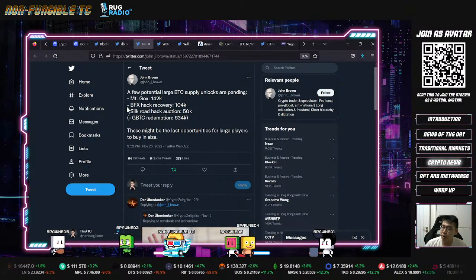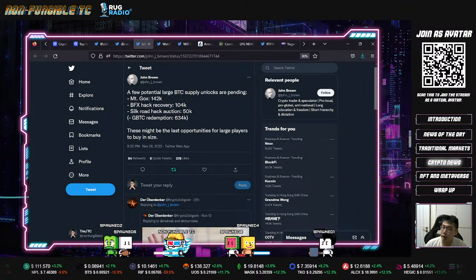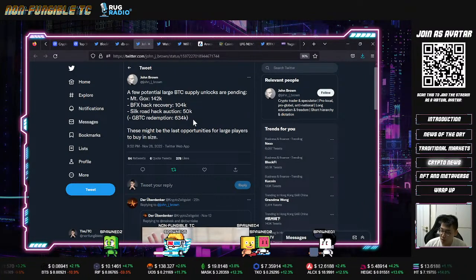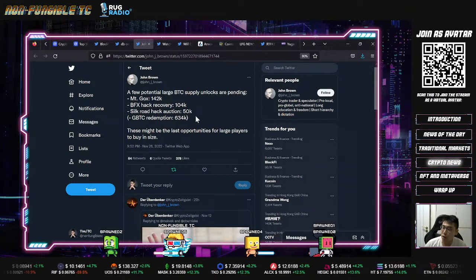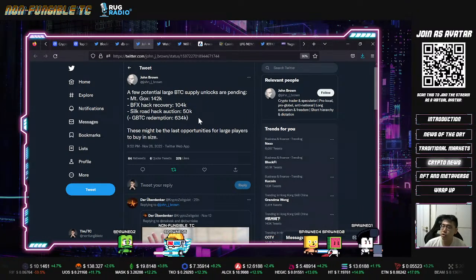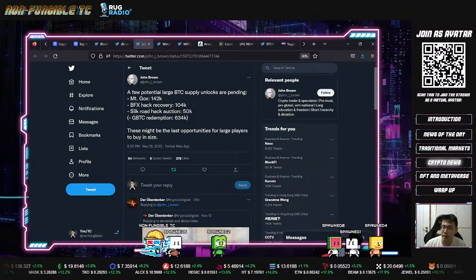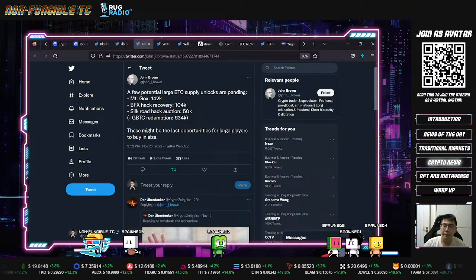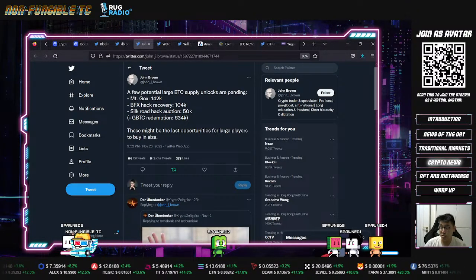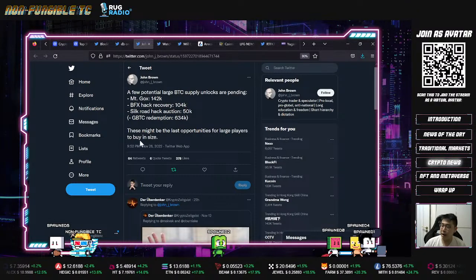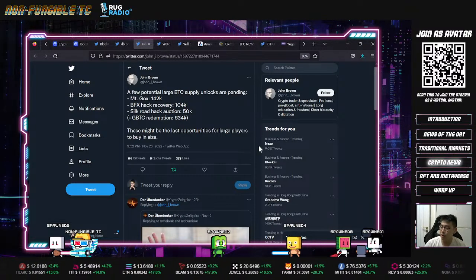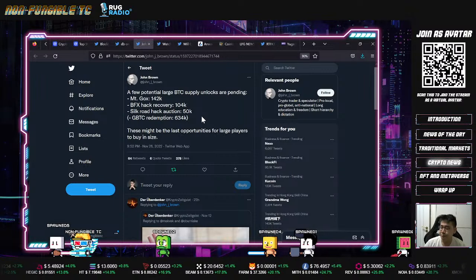So you have the Mt. Gox Bitcoin, which is 142,000, and then a BFX hack recovery, 104, a Silk Road hack auction, 50,000, and then the GBTC redemption. So this is the potential GBTC redemption, right? Whether they're gonna dissolve the GBTC, but there's nothing solid right now, which is 634. So according to John Brown, these might be the last opportunity for large players to buy and sell, right?